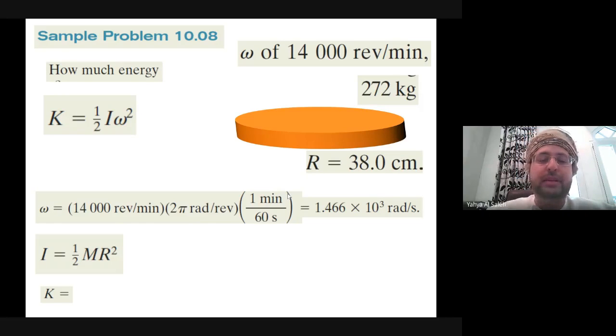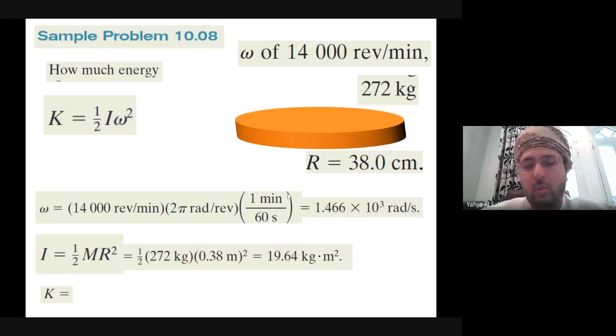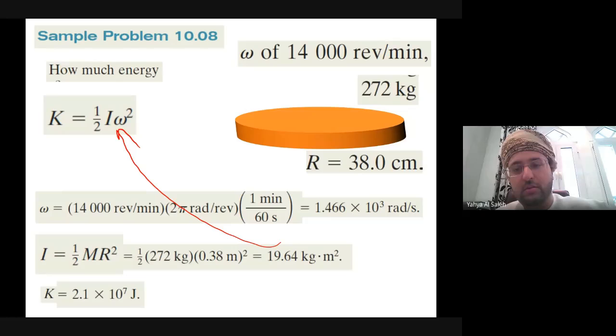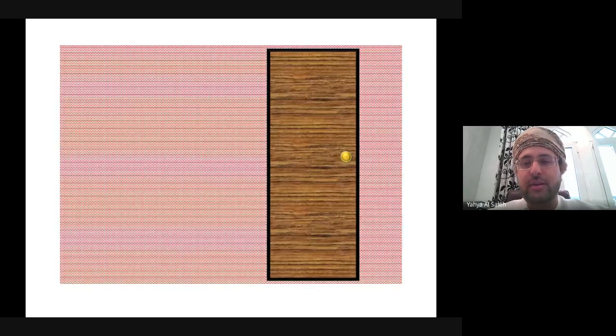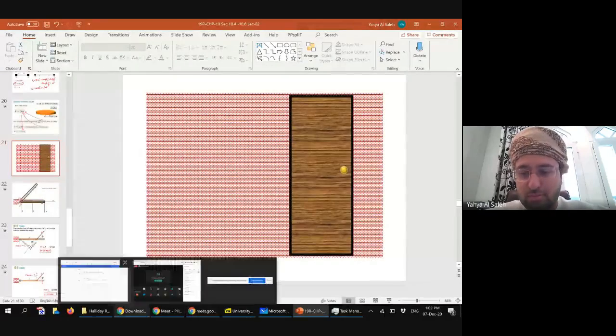We put in the numbers. What is the I of a disk? We get it as half mr squared from that table. We plug in all the numbers. We get 19.64 kilograms meter squared. Now put everything into this I here, put this omega squared here, and you end up with 2.1 times 10 to the power 7 joules. This was a really, really large explosion.